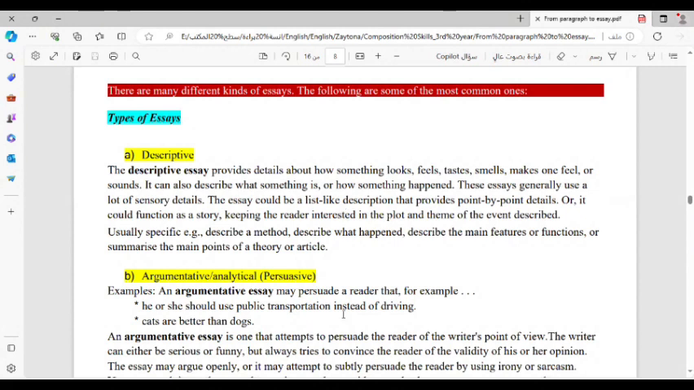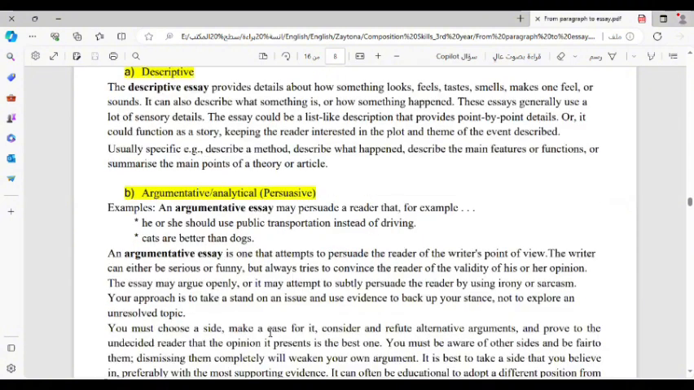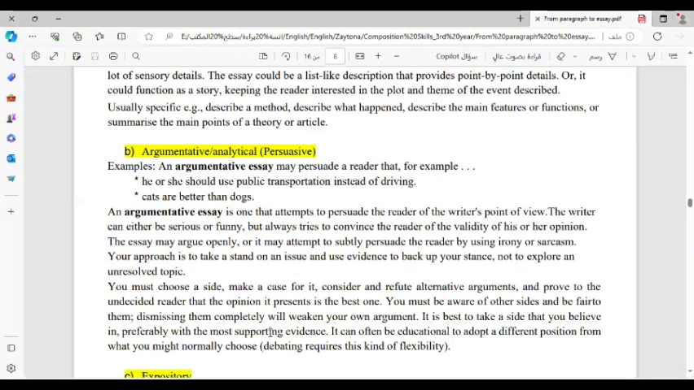We also talked about the argumentative or analytical, or we can call it persuasive essay. Its function is to persuade or convince a reader of something or of your point of view as a writer. So it is an attempt to persuade the reader of your point of view as a writer.